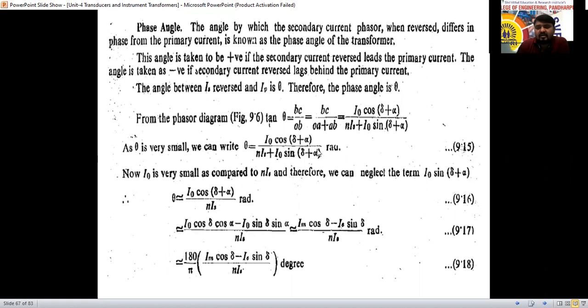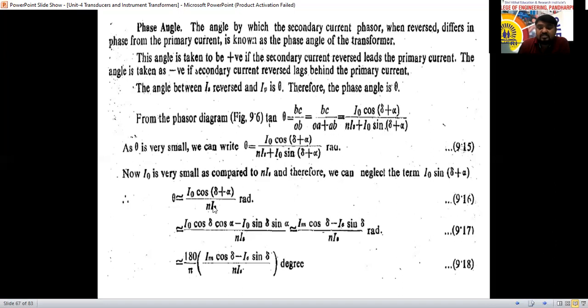We can write in radian here now. But now here, as I naught is very small as compared to NIS, on that condition we can neglect this term. By neglecting this term, theta is directly proportional to I naught cos delta plus alpha. The only term left here is NIS.